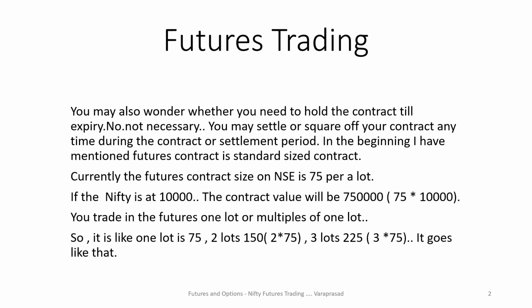In the beginning, I mentioned a futures contract is a standard sized contract. Currently, the futures contract size on NSE is 75 per lot. If the Nifty is at 10,000, the contract value will be 7,50,000, that is 75 into 10,000. You trade in futures one lot or multiples of one lot. So it is like one lot is 75, two lots 150, 2 into 75, three lots 225, 3 into 75. It goes like that.